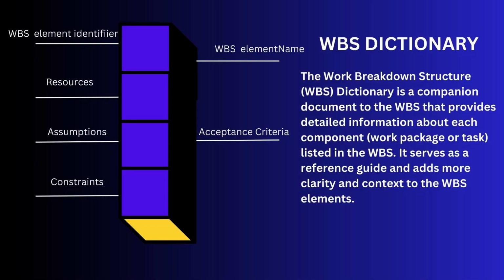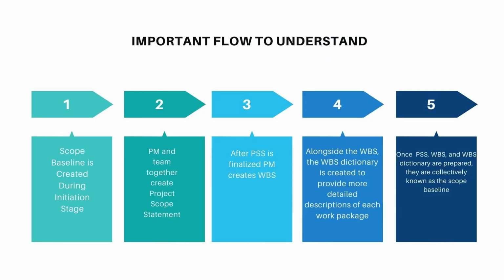Now let's understand WBS Dictionary. The WBS Dictionary is a companion document to the WBS that provides detailed information about each component, work package or task listed in the WBS. It serves as a reference guide and adds more clarity and context to the WBS elements. The WBS Dictionary mainly consists of: WBS element identifier, WBS element name, resources, assumptions, acceptance criteria, constraints. Guys, just understand these steps and you can master the scope baseline easily for your PMP exam preparation. The diagram shows the steps.